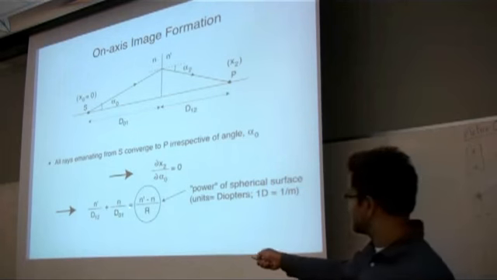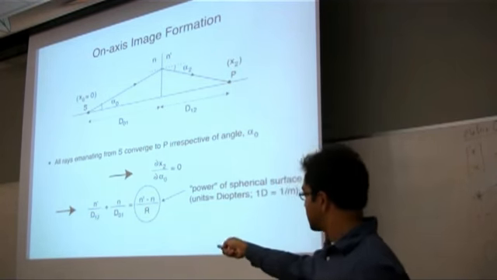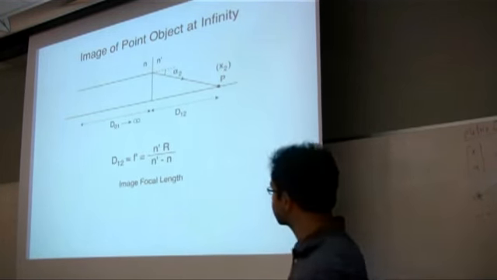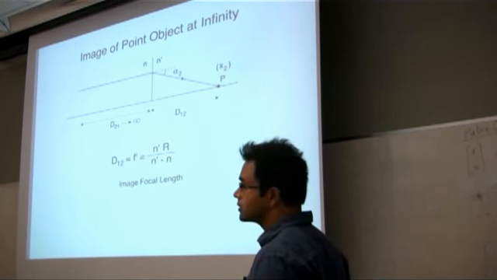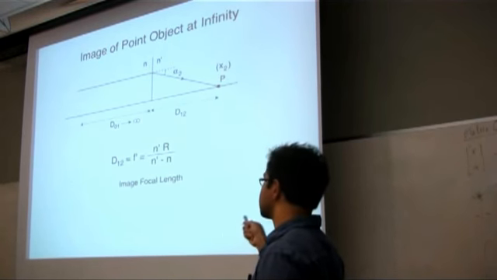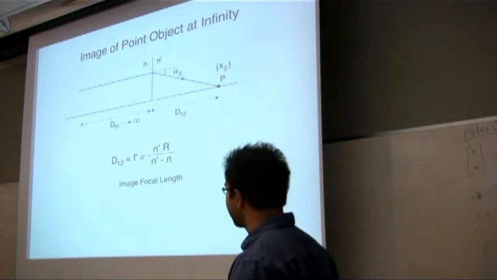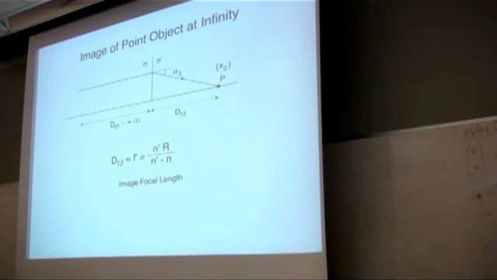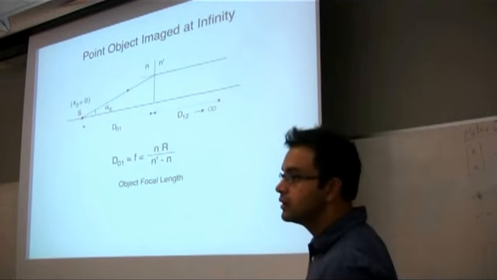If you set d_o1 to infinity, that term goes away, since 1 over infinity is 0. And then you can very simply say what d_i2 is, which is now the focal length of that surface, which is nothing but n prime r divided by n prime minus n. It's also referred to as the back focal length. We'll talk about this when we talk about lenses, because it's on the other side. In my convention, I'm going from left to right. Okay. You can do the opposite also.